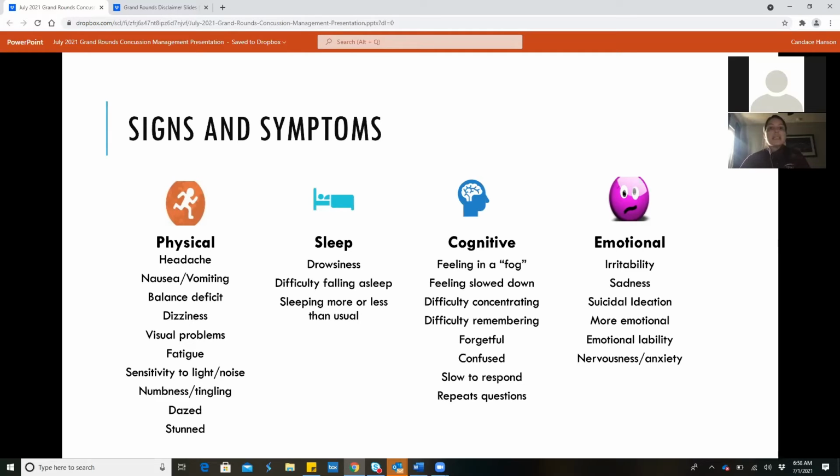Emotional irritability, sadness, definitely we can see suicidal ideations in patients with concussions, more emotional lability. A lot of parents get really scared by this, like they're looking at an athlete in front of them that is nothing like their kid. When I see that look of concern, generally from moms, like I don't recognize this person, I just remind them that being highly emotional, crying when we don't cry, is absolutely part of concussion symptoms for a lot of athletes. And then you can also have some significant nervousness or anxiety in athletes that usually don't. Next slide.